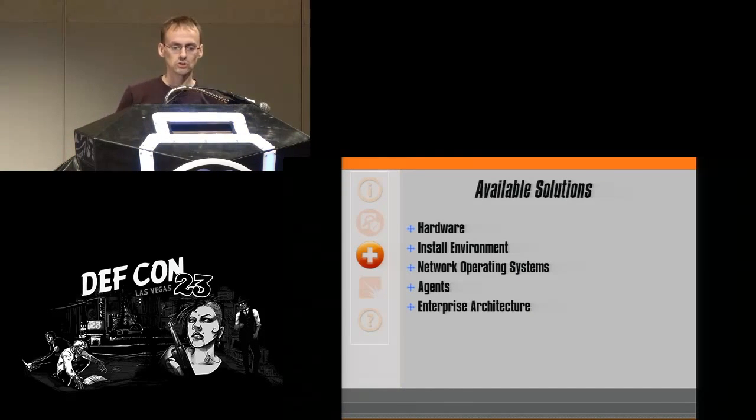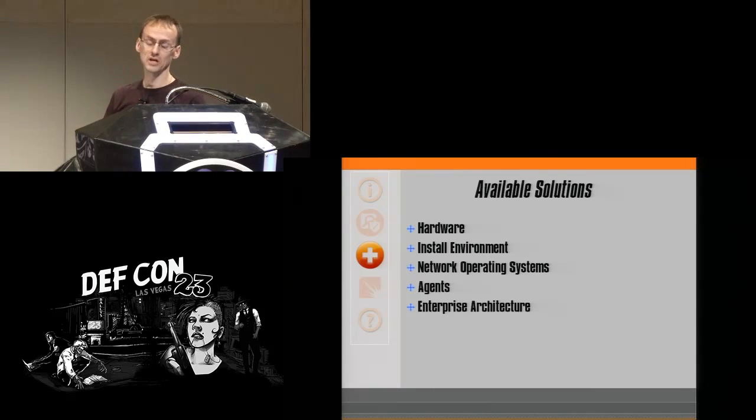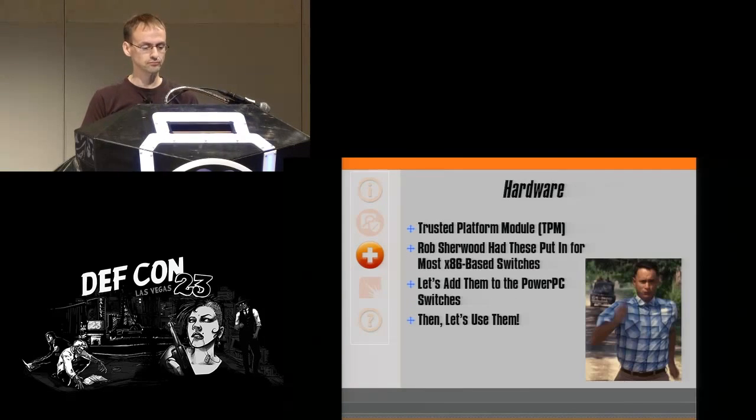Okay. So available solutions. I have been characterizing this as poor choices, and that's what we have seen with the vendors. And this is about fixing that. So these solutions are addressing primarily vendors, and what they're going to have to do. We have hardware, install environment, network operating systems, agents. That's your remediation stuff, right? The vendor stuff is remediation. And then for network administrators themselves, the architects, changes to enterprise architecture for mitigation. Things that you're going to have to do in the meantime.